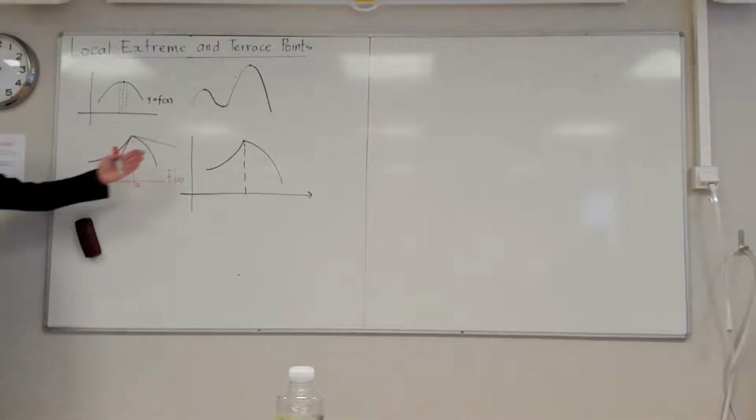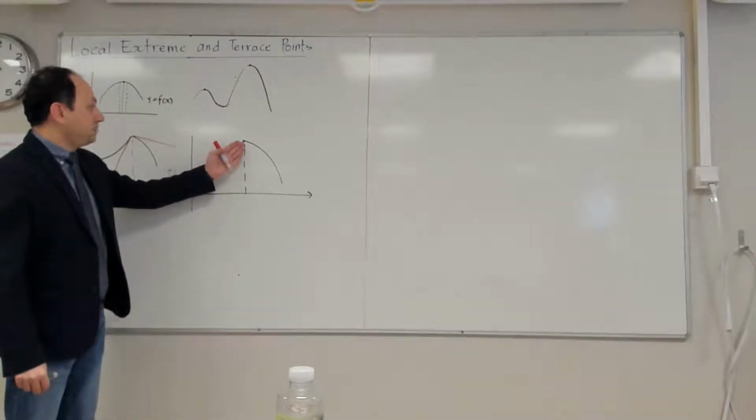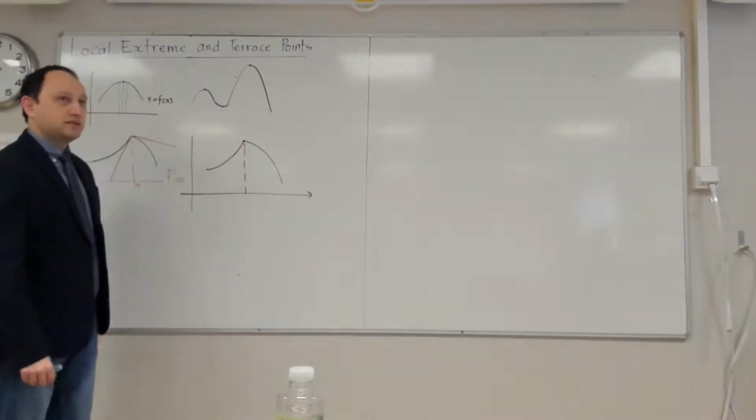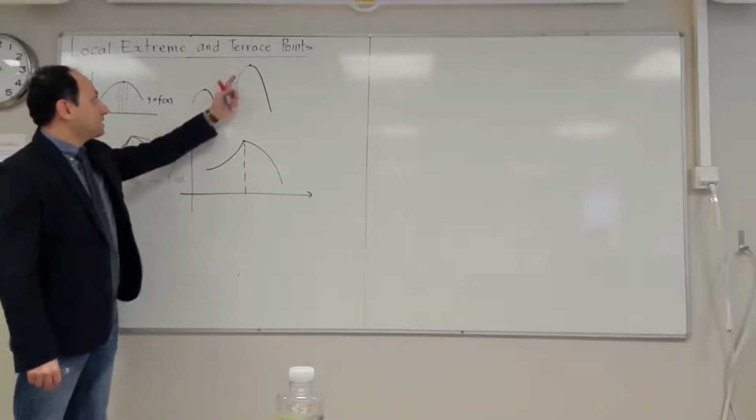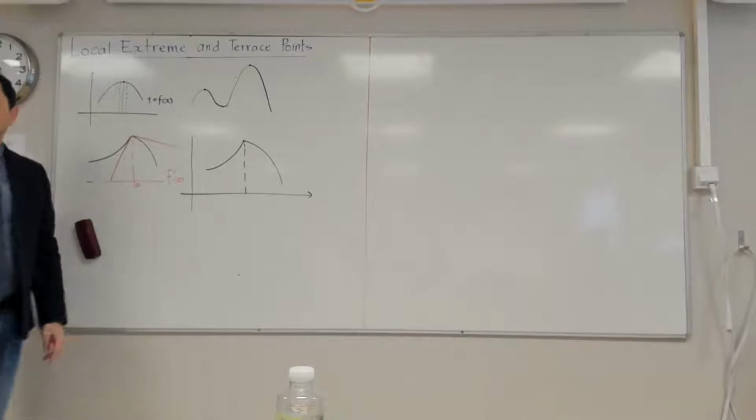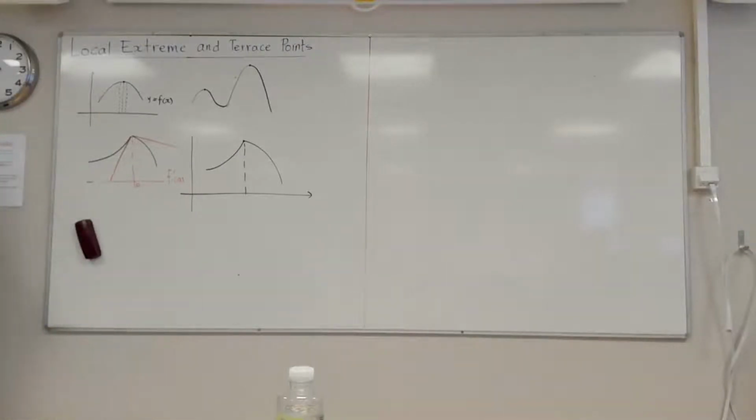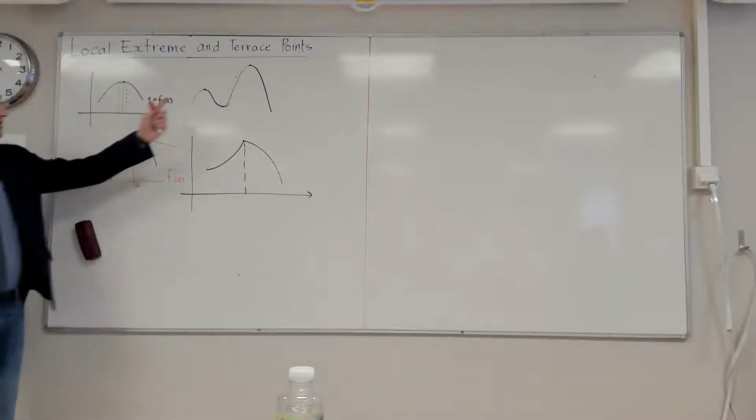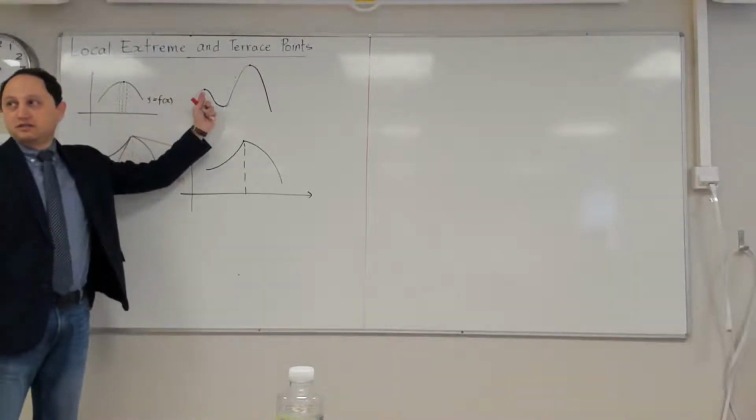Okay, so this is also a local maximum point, but there is a big difference between this local maximum point and these local maximum points that in your book you want to study. What is the main difference? I just mentioned it. They are differentiable, and the derivative is 0.